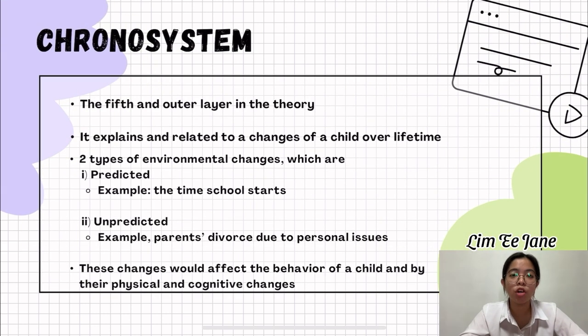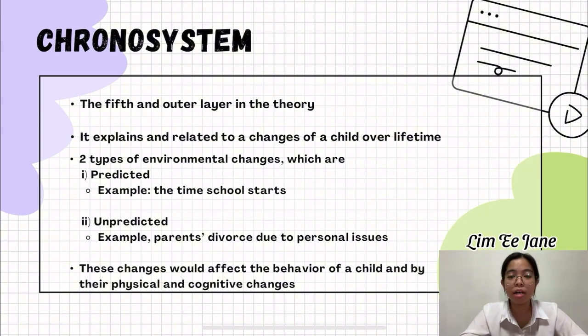Last will be the chronosystem. It is the fifth and the outer layer in this theory. It mainly explains and relates to changes of a child over their lifetime, especially the behavior. There are two types of environmental changes in this system. First will be predicted, another one will be unpredicted.